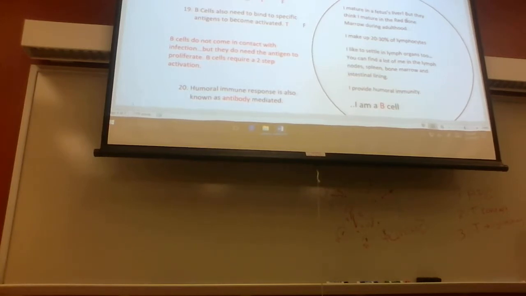B cells, like the T cells, settle in lymphatic organs, and you can find a lot of them in the lymph nodes, the spleen, bone marrow, and intestinal lining. B cells provide humoral immunity. So those are some quick facts.